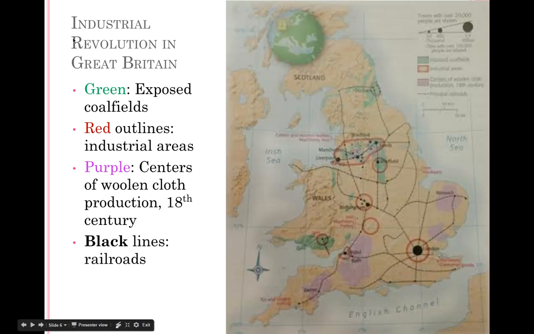So what I want you to take a look at, green, you have exposed coal fields. Red outlines the industrial sectors. Purple, centers of woolen cloth production. And then the black lines are railroads. And this is just in Great Britain. So take a look. Very impressive.